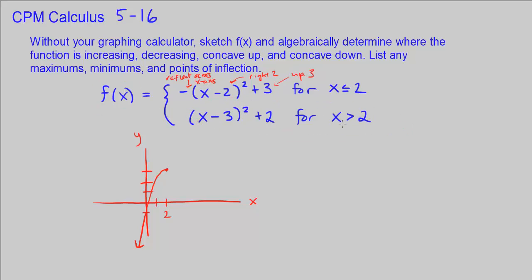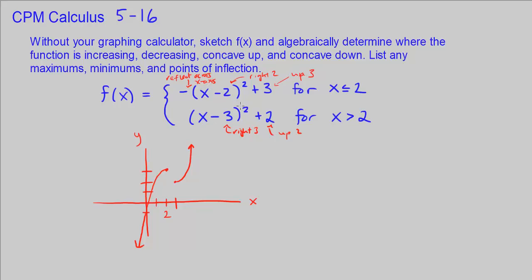This piece for x greater than 2, we also have a parabola, right? This one is shifted to the right 3 units and up 2 units. So here we have shift right 3, and here we have up 2. So here's our vertex, and it's going up like this, right? But we're not going to draw it to the left of this region here, because that's where the transition happens.